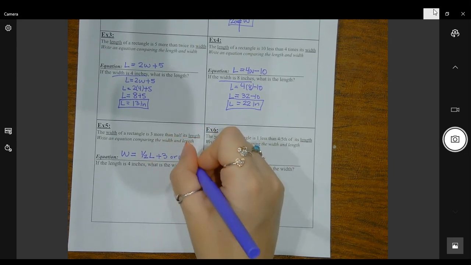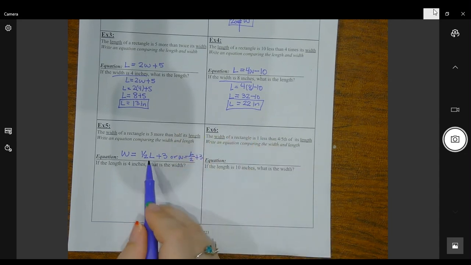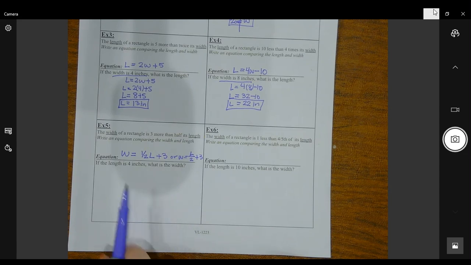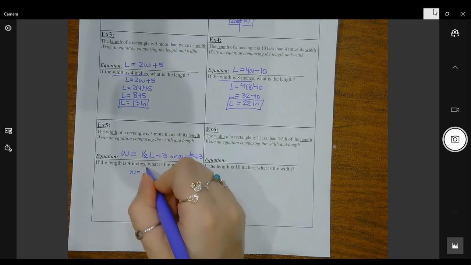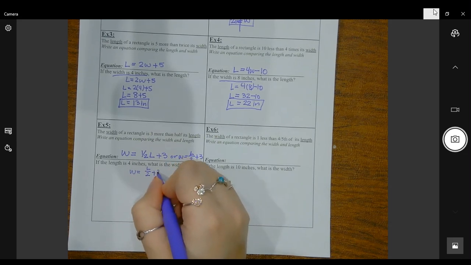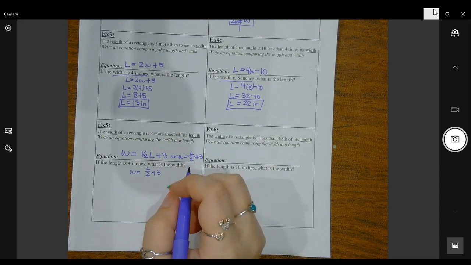Multiplying by a half is the same as dividing it by 2, right? And then you're still adding 3 to it. So 1/2 L, or L divided by 2, potato, potato. However you decided to write it, let's do it this way. So W equals L over 2 plus 3, okay, which is the same as if you had 1/2 times L, whatever. Okay, and then they said the length is 4.